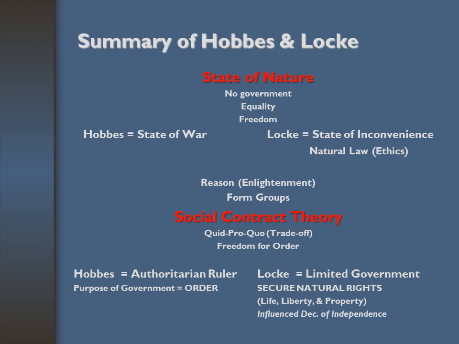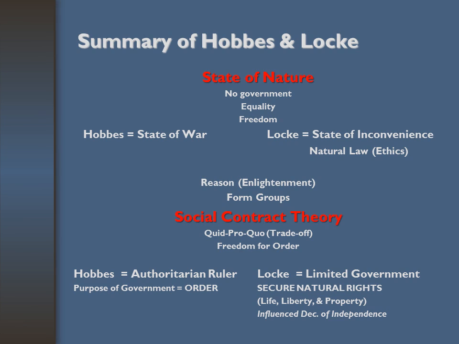For Hobbes, the state of nature would be a state of war, right? We would kill each other. For Locke, it would be a state of inconvenience because we would not kill each other, because we would be endowed with natural law or some form of ethics. We would then leave the state of nature in its purest form because we would have reason and thought to do so. Again, this idea is bestowed upon us by the Enlightenment. We would then form groups, one of which was civil society and the other, of course, was government.